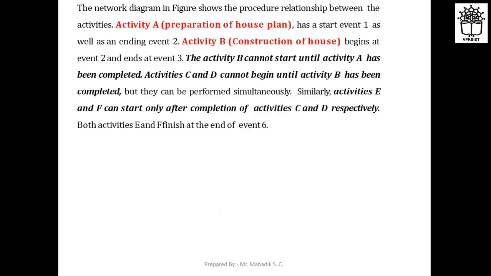Okay, so this is very easy, and the numericals depend on these network diagrams, so you should know about them. Here some theoretical depiction of this network diagram is given. The network diagram shown in the previous figure shows the precedence relationship between the activities. Activity A, that is preparation of house plan, has a start event 1 and an ending event 2.